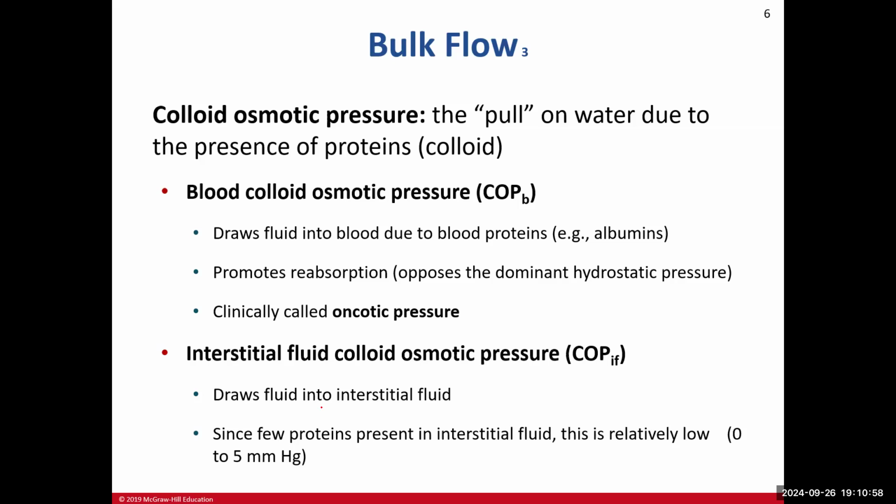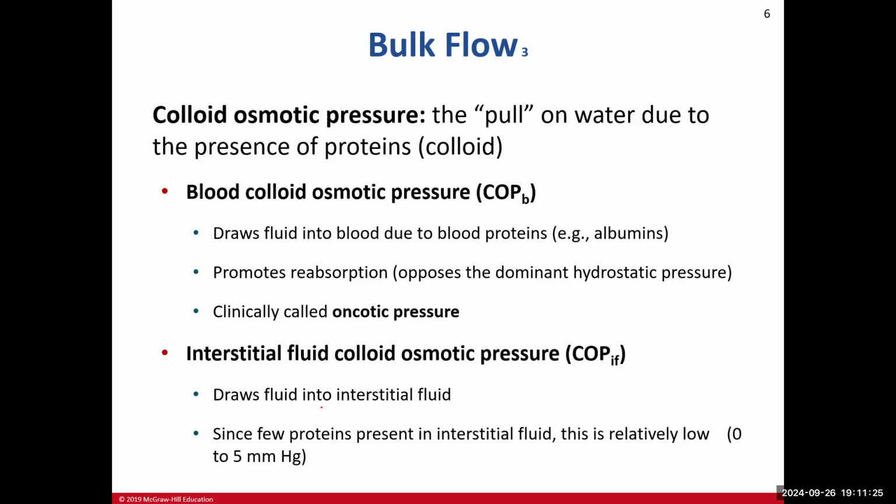So we have two types of colloid osmotic pressure. The blood colloid osmotic pressure. Again, we have all those proteins in your blood. The big main class are the albumins that are made in the liver. They're going to try to draw water into the blood vessel, into the capillary. Whatever water is inside the capillary, it's going to try to keep it in the capillary and prevent it from leaking out.